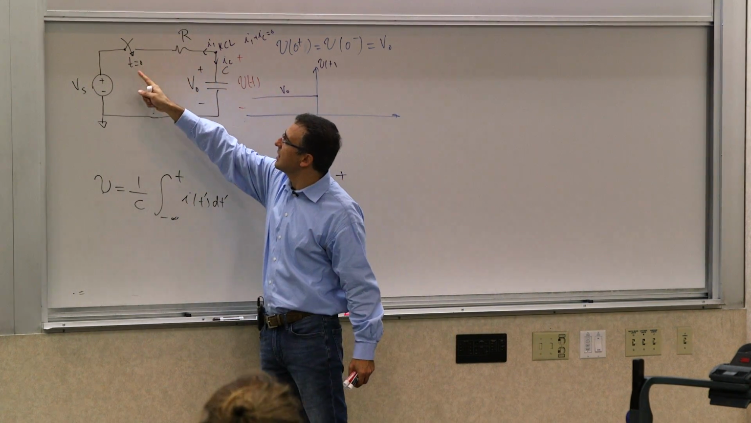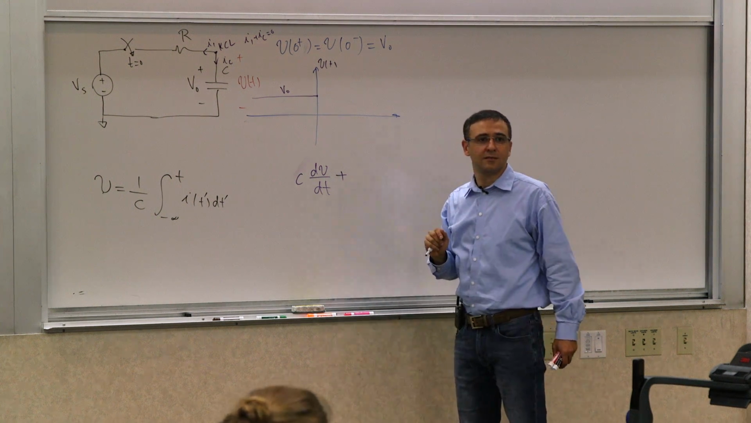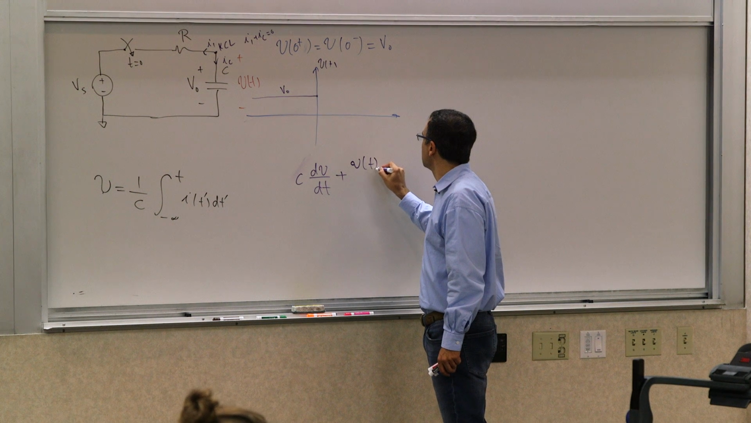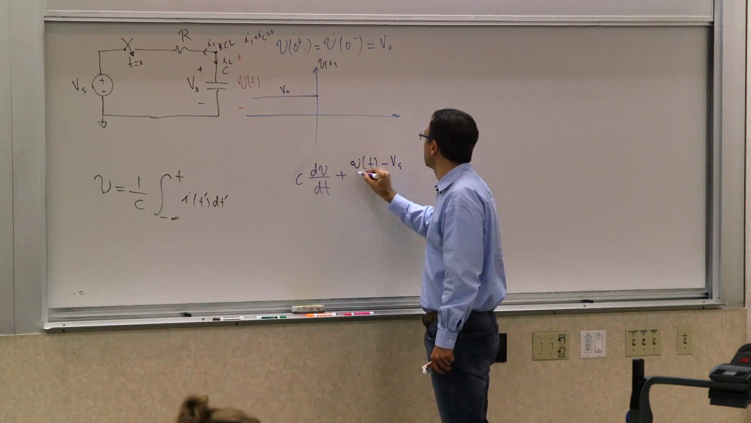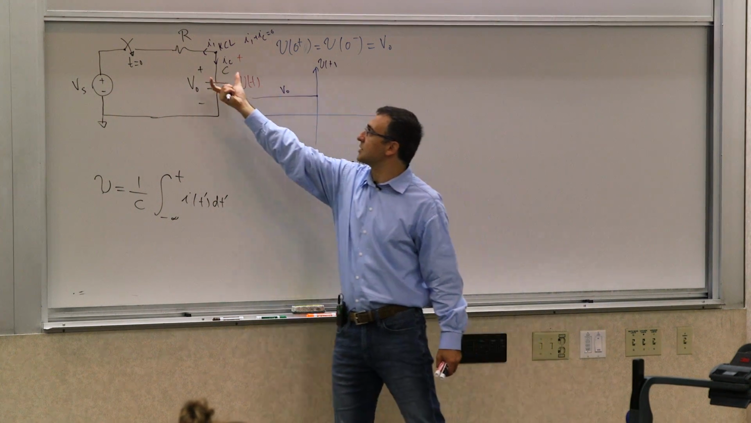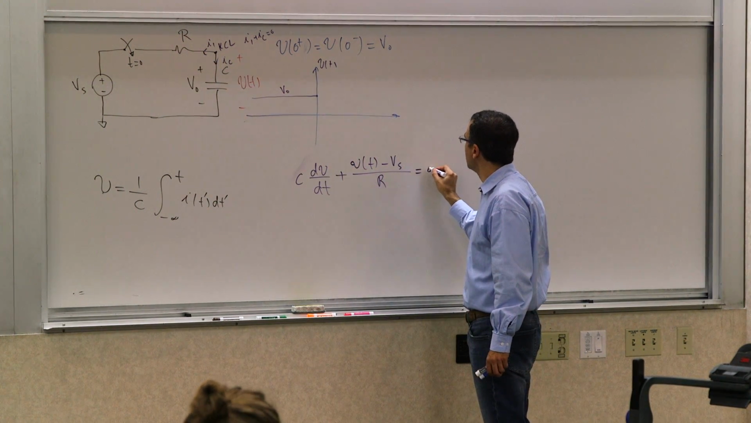What is this current in terms of V of t? It's V of t minus Vs divided by R, the voltage across this resistor, when the switch is now closed. Equals 0.